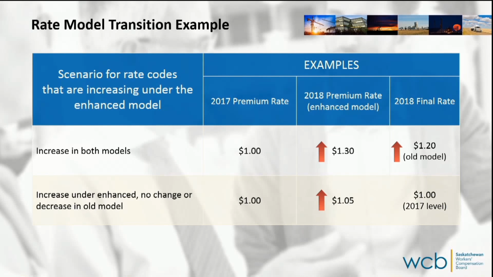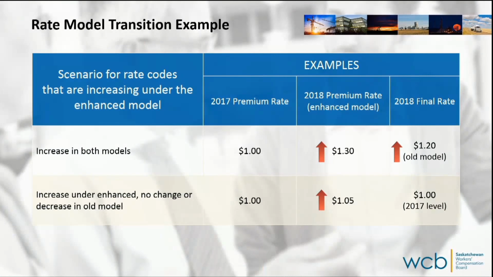So example one. In example one, the 2017 premium rate was $1. It was supposed to increase to $1.30 under the enhanced model. Transitioning means we would continue to use the old model, and in this case it provides a premium rate that is higher than 2017, but obviously lower than the 2018 enhanced model. So we use the old model to calculate a premium rate of $1.20. We're not charging you the whole $1.30 in this case. We're getting you partway there to $1.20, and then we would fund, through the injury fund, that 10-cent difference.